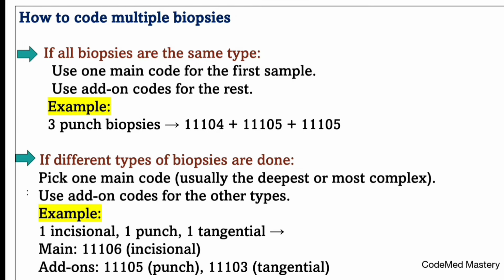So this concept is very important. Remember, if all the biopsies are of the same type, then we will use the main code for the first sample and add-on code for the rest. But if different types of biopsies are done, we will use the main code only for the deepest or most complex, and we will use add-on code for the other types.